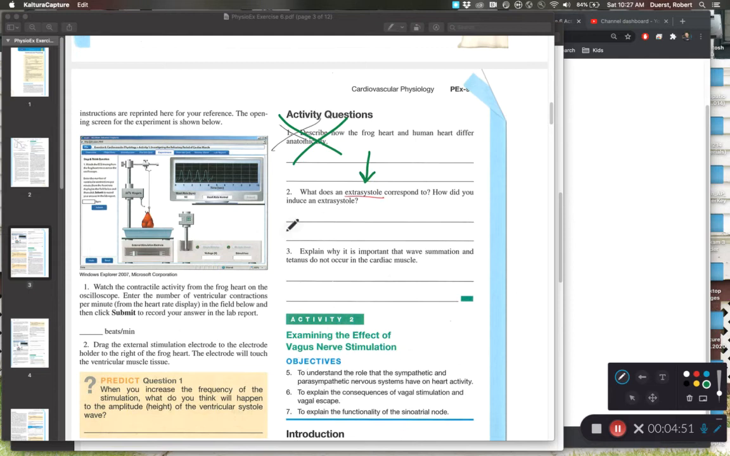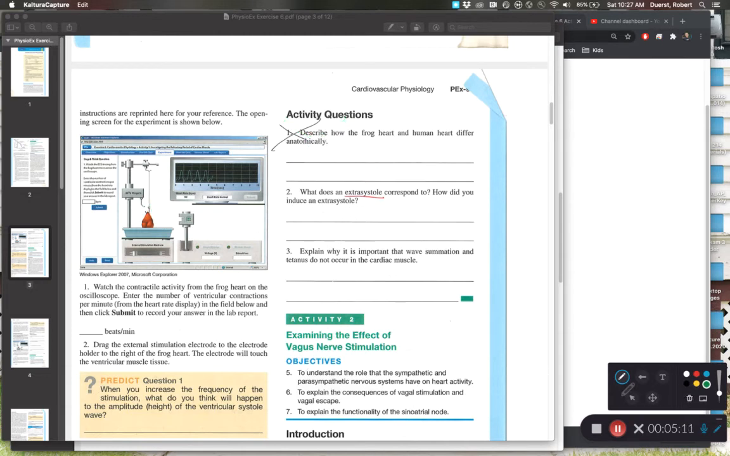And in this simulation, we're using a frog heart, so theoretically there's one ventricle as opposed to a human heart with 2 ventricles, so that we have an extra contraction of the ventricle. And we induce extrasystole by giving the heart a stimulation, by stimulating the ventricle while the ventricle is relaxing.